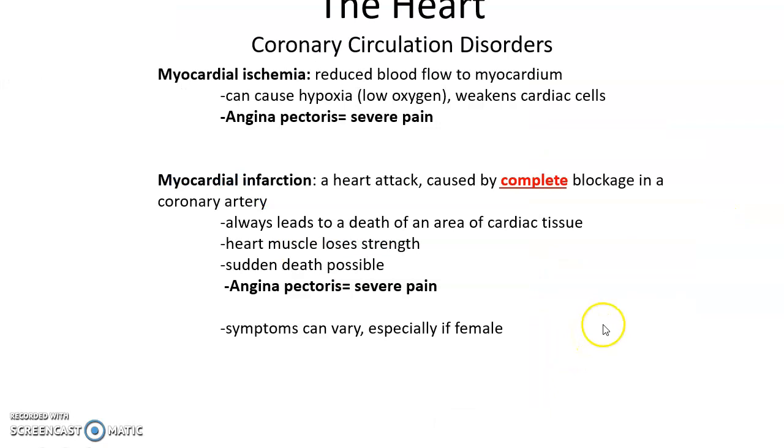Coronary circulation disorders. There's myocardial ischemia. This is when there's a reduced blood flow to the heart, specifically to the myocardium, the muscle tissue of the heart. This could be caused by a partial blockage or some other sort of damage to arteries. It causes low blood oxygen levels, also known as hypoxia. This will make the cardiac muscle cells weaker because they're not generating enough energy to function efficiently. It can also lead to pain, and pain in the chest is known as angina pectoris.